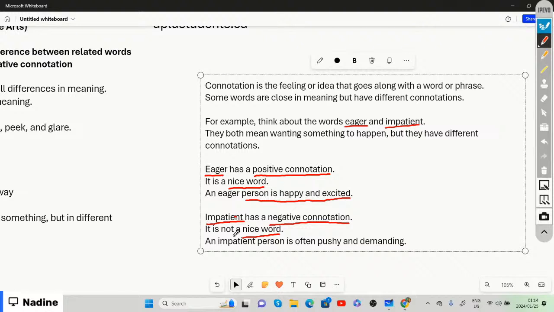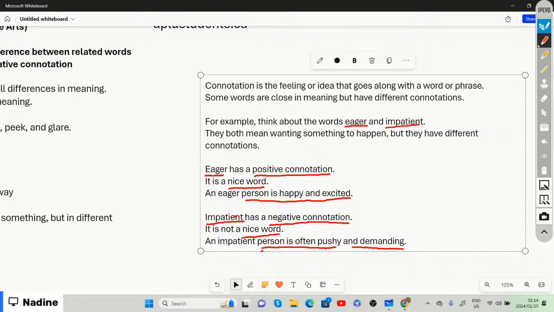And impatient, right? The meaning of impatient is a person that is often pushy and a person that can be demanding. And that is why we say it has a negative connotation. It's not a nice word, because an impatient person is often very pushy and they can be quite demanding.